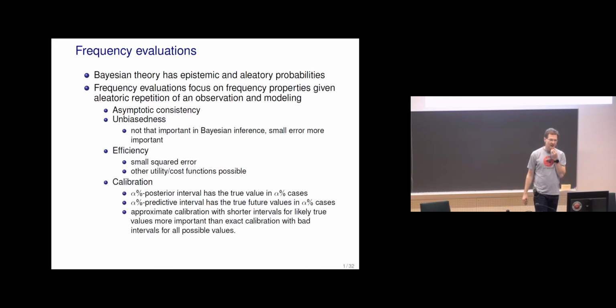Calibration. So alpha posterior interval has the true value in alpha percentage cases, and it would be calibrated. In frequentist statistics, it's common that starting from that, how do we come up with confidence interval that would be calibrated? And in Bayesian inference, again, we do the Bayesian inference as usual, have a model prior combined with data, and it's not kind of the necessary that we would have perfect calibration.